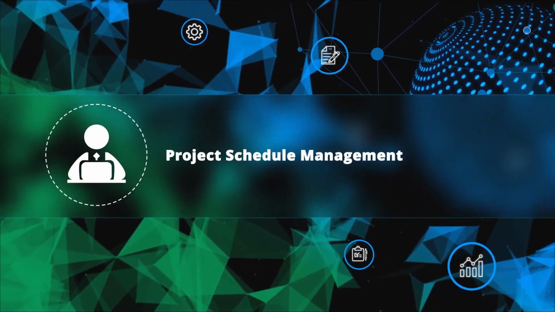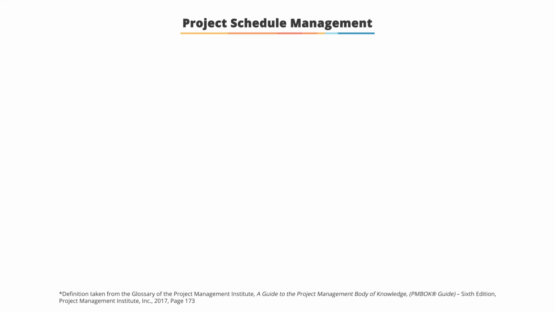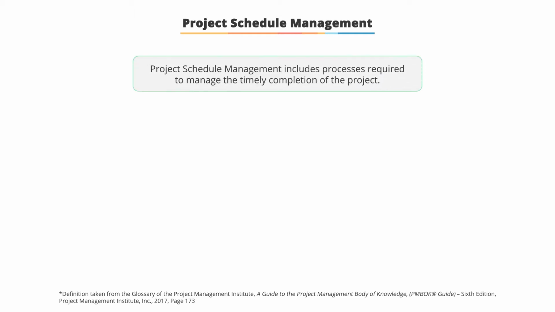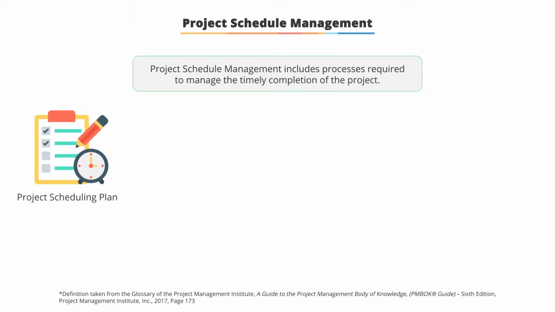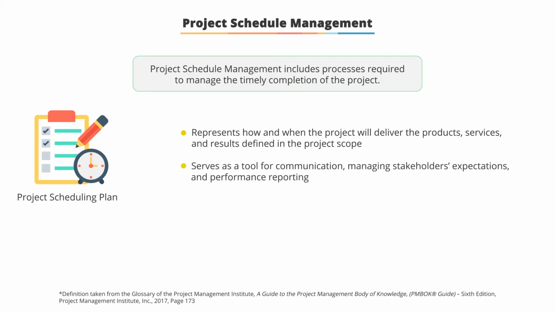Let's take a look at what is project schedule management. The definition of project schedule management is as follows. Project schedule management includes processes required to manage the timely completion of the project. Project scheduling provides a detailed plan that represents how and when the project will deliver the product, services, and results defined in the project scope. It serves as a tool for communication, managing stakeholders' expectations, and as a basis for performance reporting.